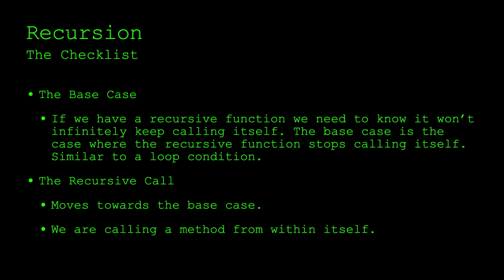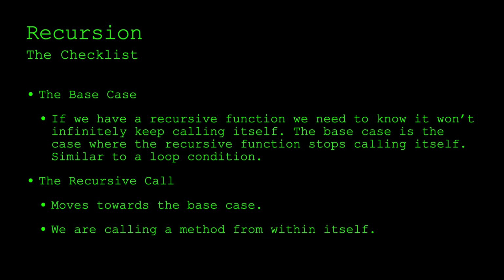I've come up with my own way of thinking about recursion so that I don't get it wrong, and I've called this the recursion checklist. So basically you're going to want to have a base case. This is something that you're working towards each time you're calling the recursive function, and it ensures that it doesn't infinitely keep calling itself. The base case is where the recursive function stops calling itself.